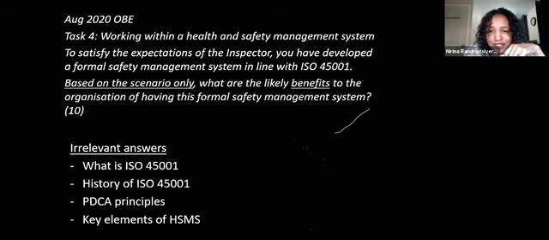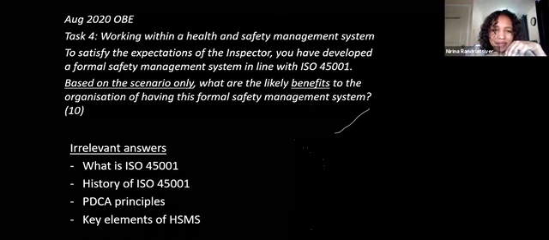For example, if you talk about ISO 45001, what is it? Some people like to define it. Some people like to talk about the history, when it was issued, and things like that. Some people mention the PDCA principle. And some people even talk about the key elements of a health and safety management system.